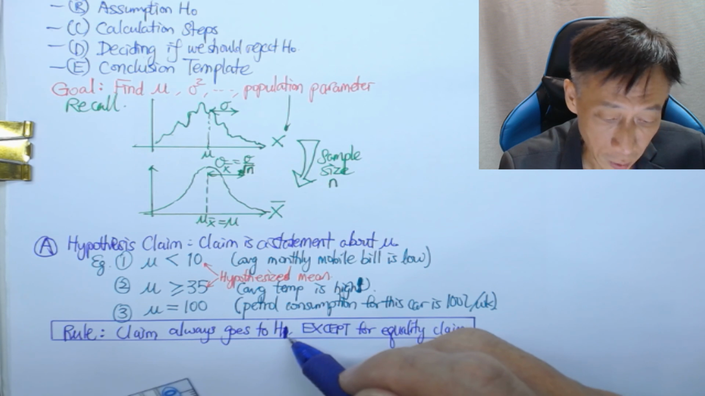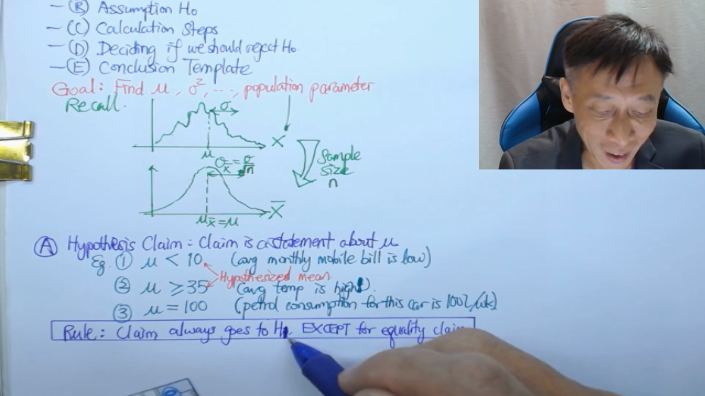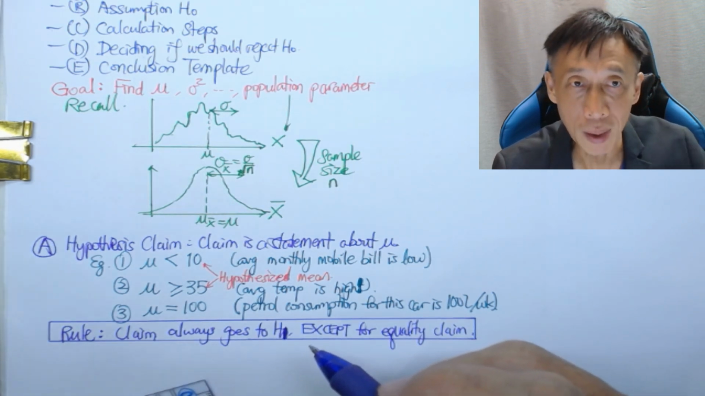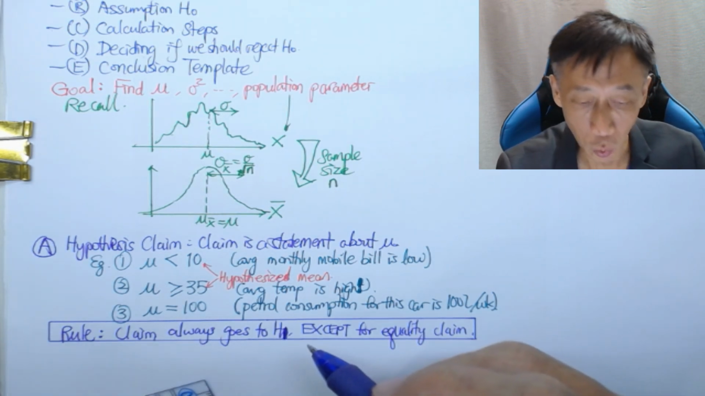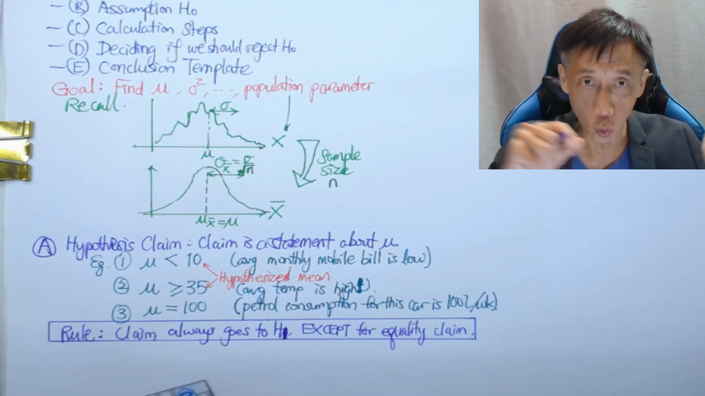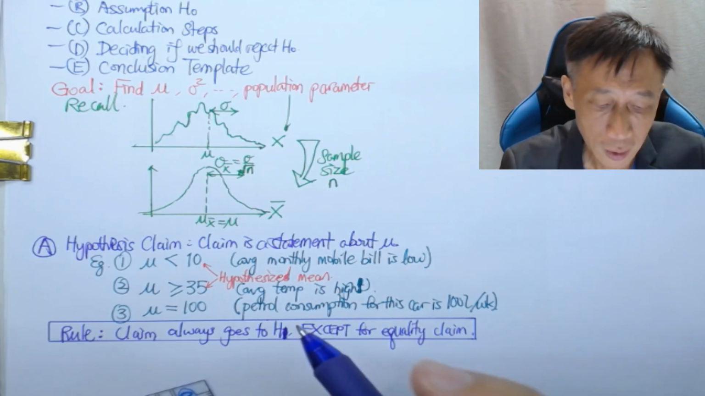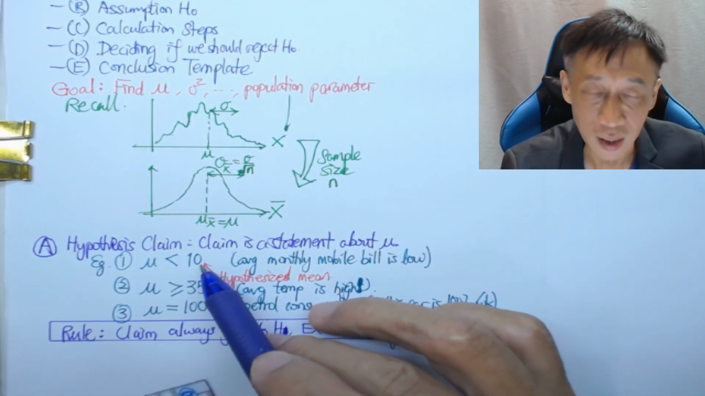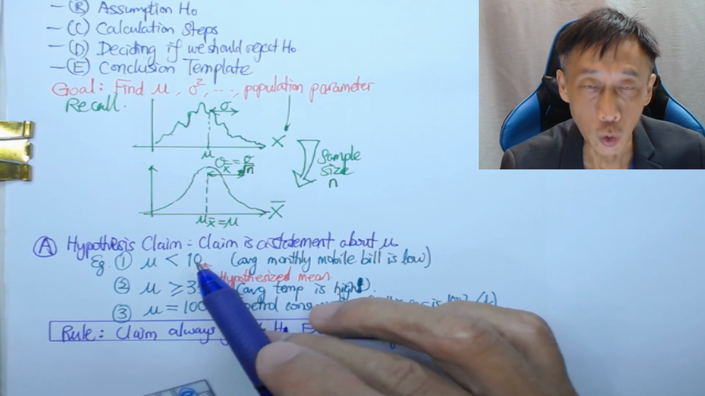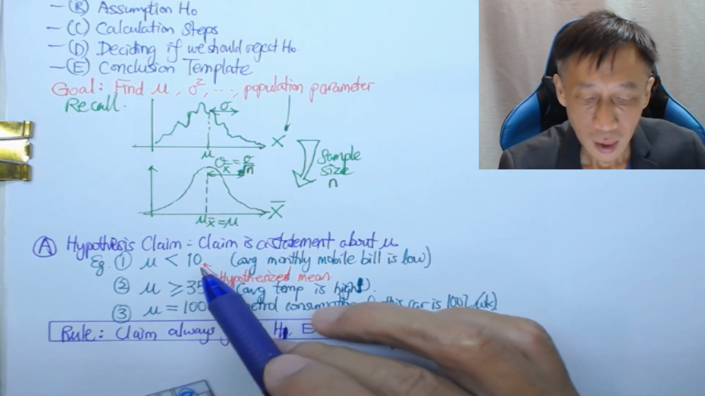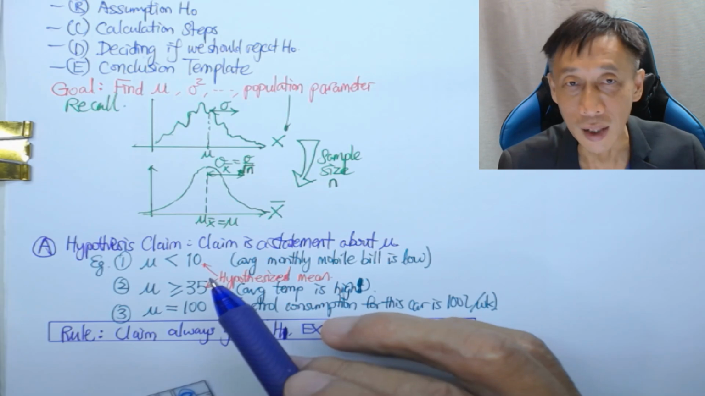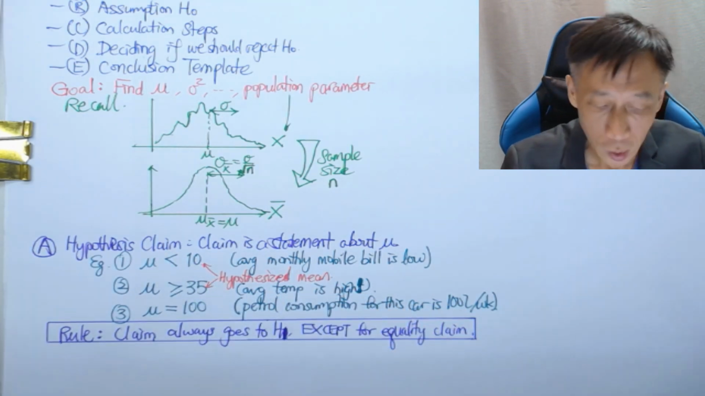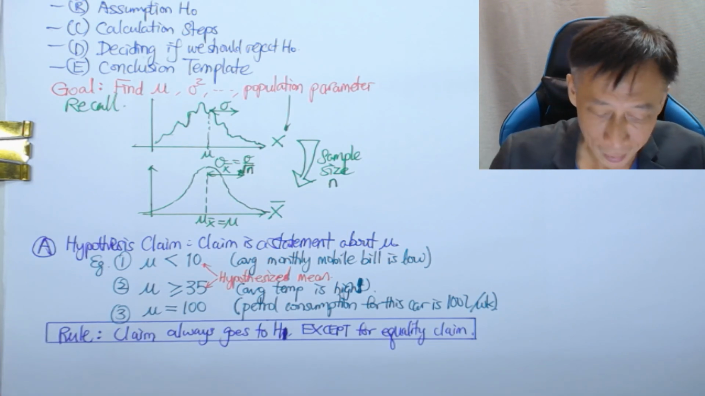And therefore we can write down H naught because H naught covers the other complementary interval. So going from minus infinity to infinity, the whole stretch of horizontal x-axis, if we say that the claim is mu is less than 10, right? So marker is at 10, anything less than 10, that's the claim, right? So the claim statement, this statement, goes to H1.